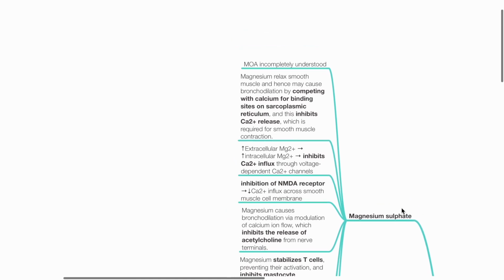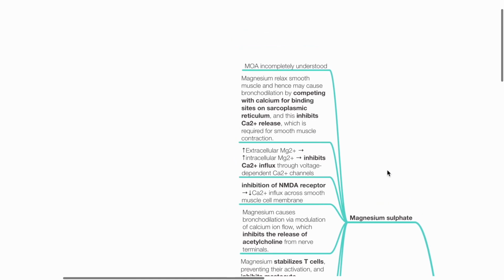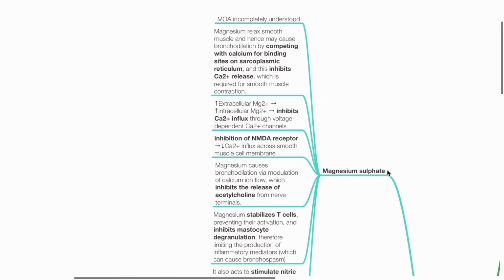Magnesium sulfate. The exact mechanism of action is incompletely understood. Magnesium relaxes smooth muscle and hence may cause bronchodilation by competing with calcium for binding sites on the sarcoplasmic reticulum, and this inhibits calcium release, which is required for smooth muscle contraction. High extracellular magnesium results in high intracellular magnesium. This inhibits calcium influx through voltage-dependent calcium channels.